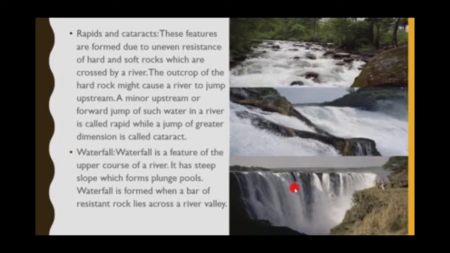Now, waterfall. A waterfall is a feature of the upper course of a river. It has steep slope. As you can see, steep, very steep. Someone gets to this place, the person will follow just as the water is flowing downward. Okay. It has steep slope which forms plunge pools. Waterfall is formed when a bar of resistant rock lies across a river. Now, of course, this is one of the channels of the river, but this resistant rock is kind of causing a barrier, but the water must flow, so it goes over the hard rock.